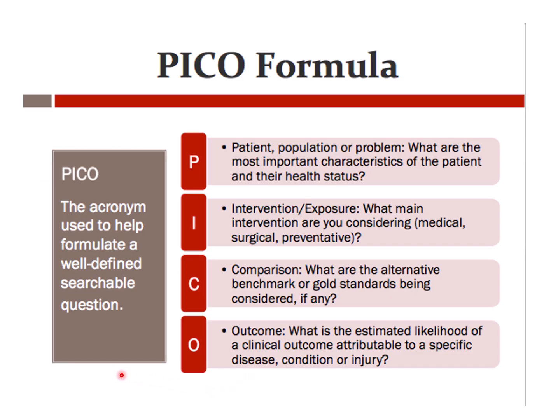Here comes the PICO that we are talking about. This is an acronym used to help formulate a well-defined searchable question. PICO, P stands for patient, population, or problem. What are the most important characteristics of the patient and their health status? I is for intervention or exposure. What main intervention are you considering? Medical, surgical, or preventive? So C is for comparison. What are the alternative benchmark or gold standards being considered, if any? O is for outcome. What is the estimated likelihood of a clinical outcome attributable to a specific disease, condition, or injury? So we are going to see the practical examples in subsequent slides.